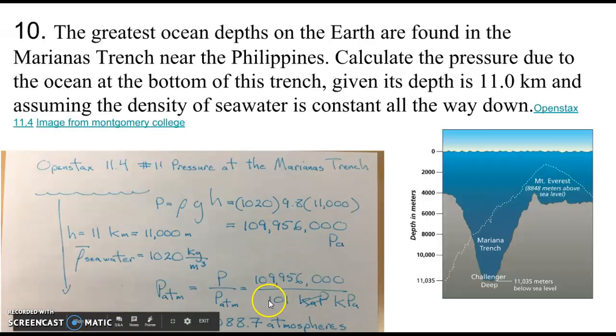Let's compare that to atmospheric pressure. If you divide by 101 kilopascals, you get over 1,000 atmospheres of pressure at the bottom of the Marianas Trench.